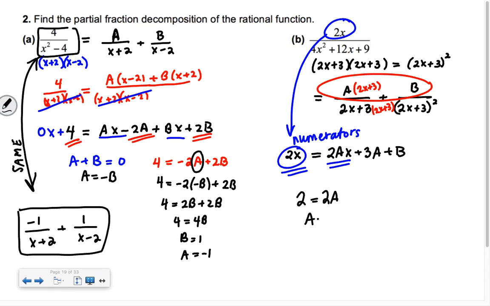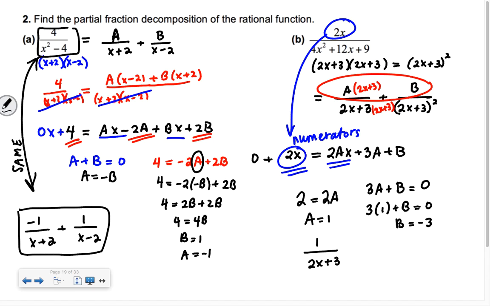Well, that was nice. What's a? 1. All right, and then our 3a plus b is equal to our number, right? What number is over here? It's equal to 0. There's nothing over there, right? Equals 0. I was wondering where you get -3. So b is -3 then. Yes. So our final answer is 1 over 2x plus 3 and -3 over 2x plus 3 squared.